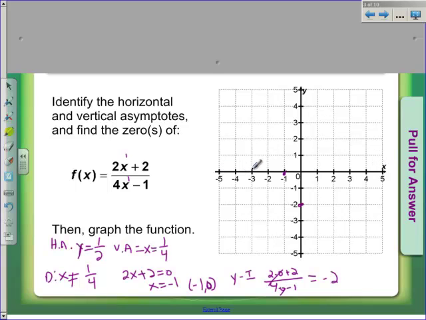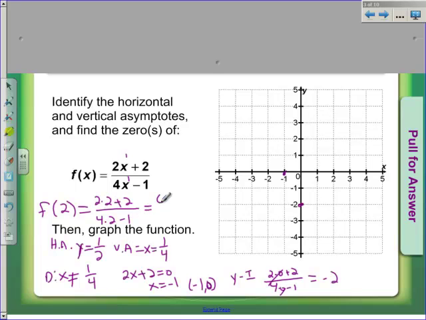But something that we're going to practice in a little bit is how do I know what that graph looks like over here? On this side, is the graph in quadrant 1 or is it down here in quadrant 4? So one thing we can do is use some test values. Let's find f of 2. Let's figure out where the graph is at 2. If I plug in 2 for x, I'm going to get 2 times 2 plus 2 over 4 times 2 minus 1.